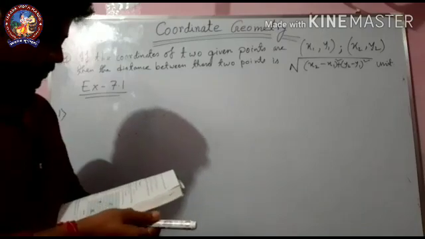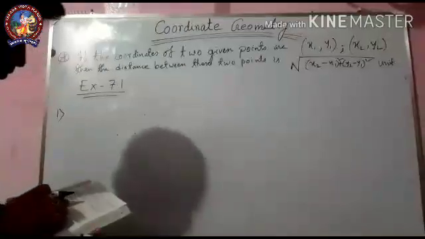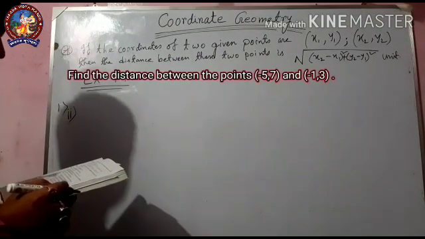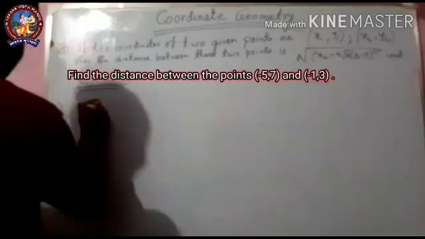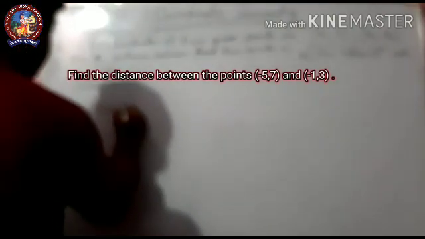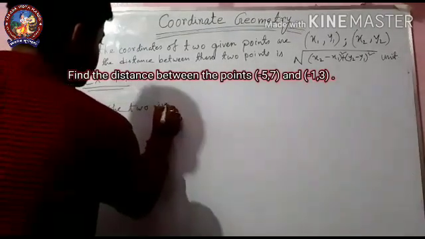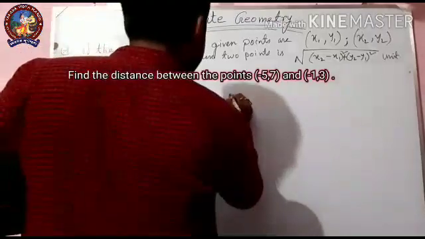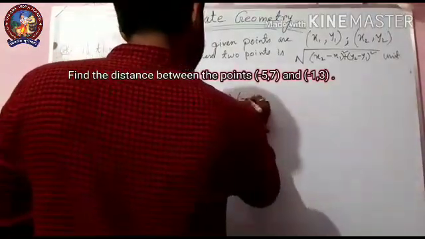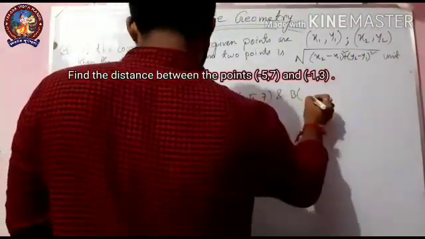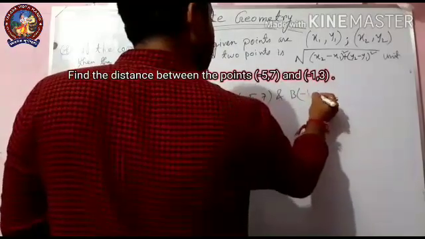There are three different questions in question number 1. I am just solving one out of them. Let's solve question number 2 here. Let the two given points be A, that is the first point, minus 5 comma 7, and the second point B, that is minus 1 comma 3.